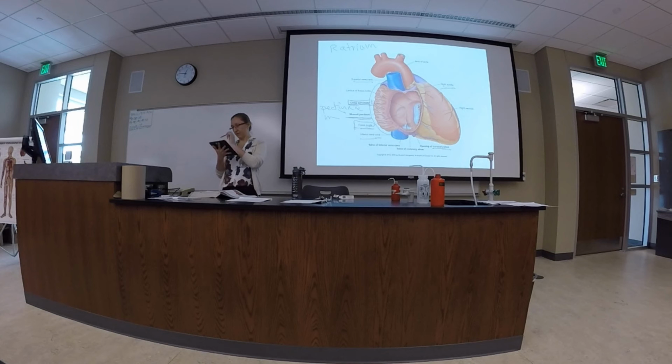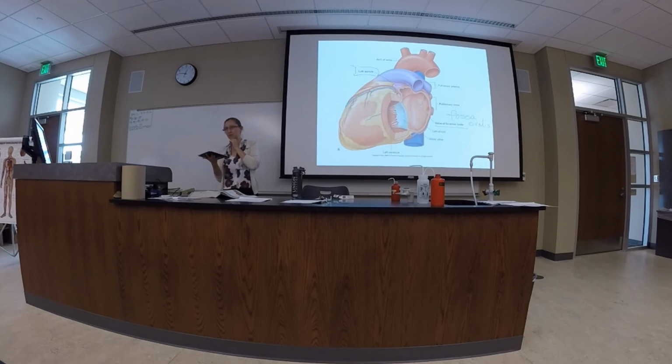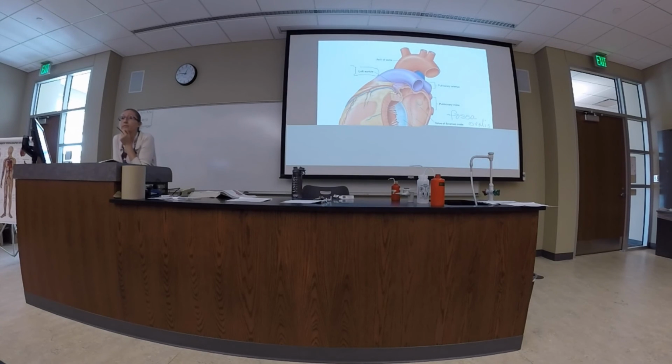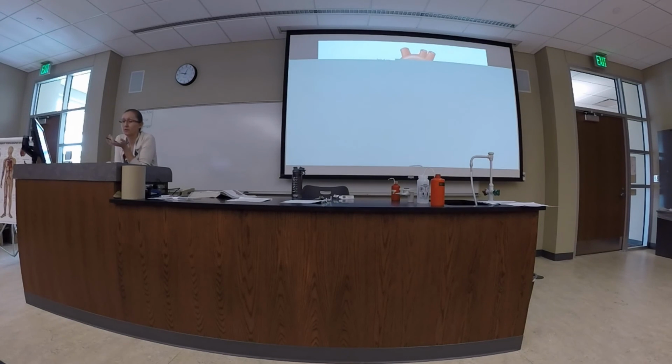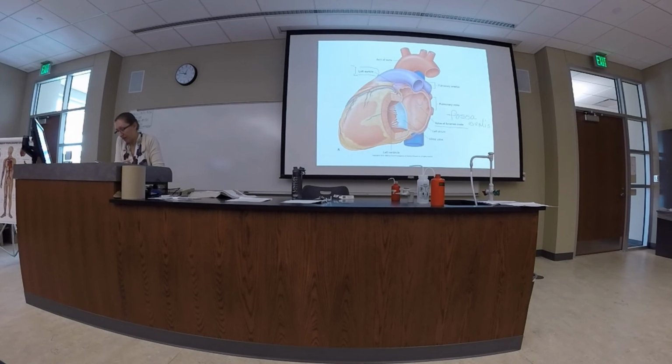And can anyone tell me what that is embryologically? What's the point of having this foramen ovale? It's to bypass the pulmonary and circulatory system. Exactly, so it allows bypass of the pulmonary circulatory system while the lungs are non-functional during fetal development. Very good. And then we pass into the left ventricle via the mitral valve.